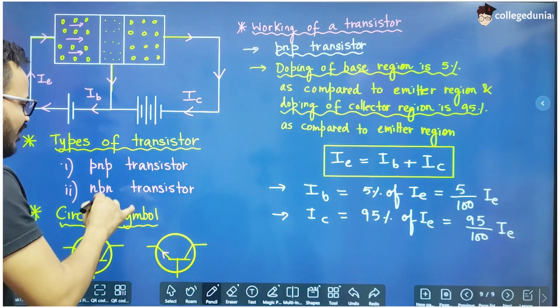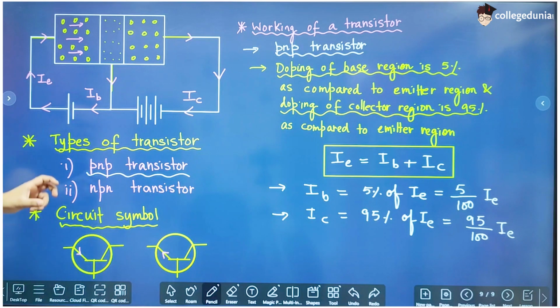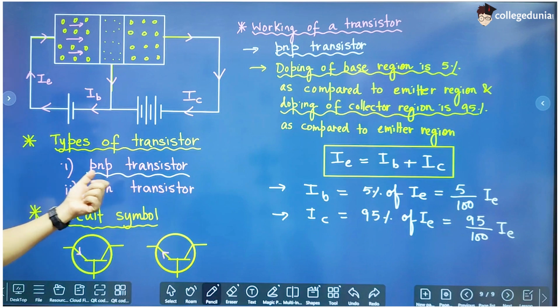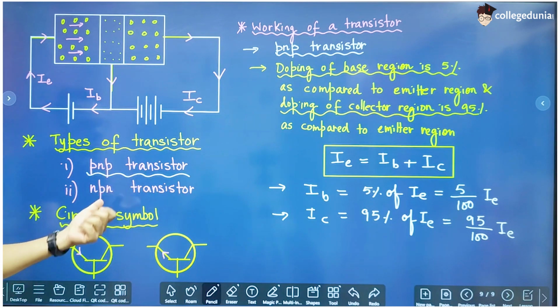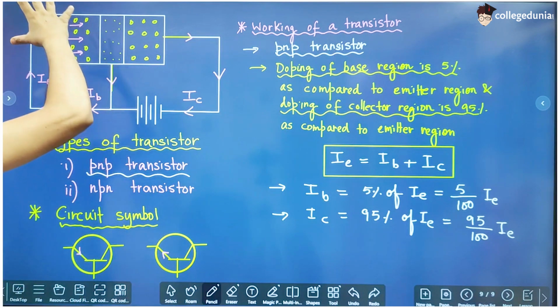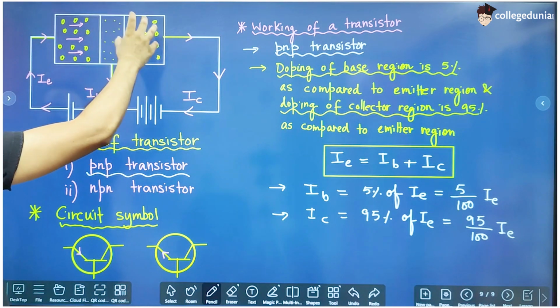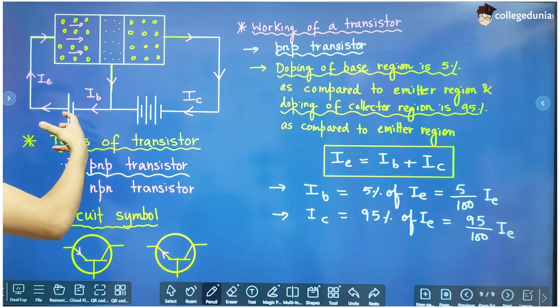This was the working of the NPN transistor. Based on this, you can think about the working of the PNP transistor, and similarly, based on the PNP you can also get to know the working of the NPN transistor, if this region is N-type semiconductor, this is P-type semiconductor, this is N-type semiconductor, and this is forward bias.